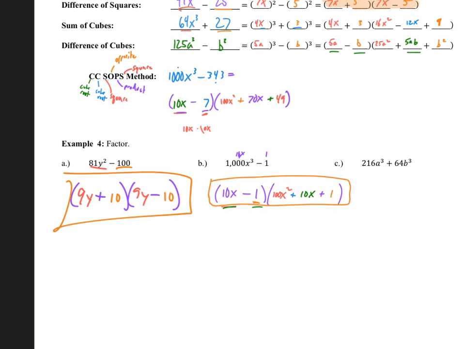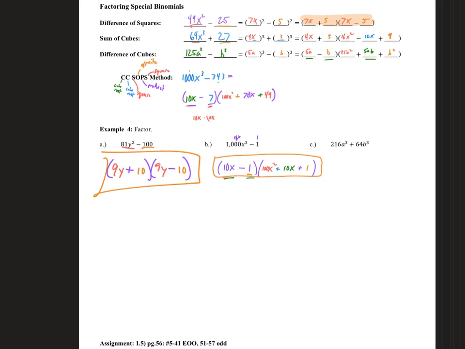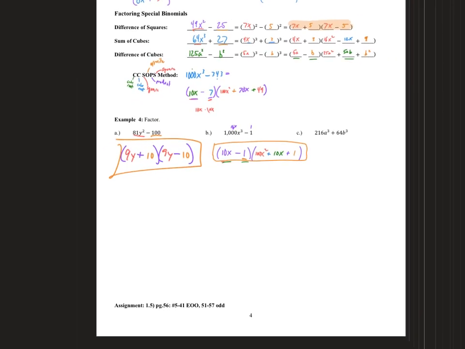So I'd like you guys to try the last one and see how that goes, and I'll throw that in the Ed Puzzle. And then there's the homework down there, of course.